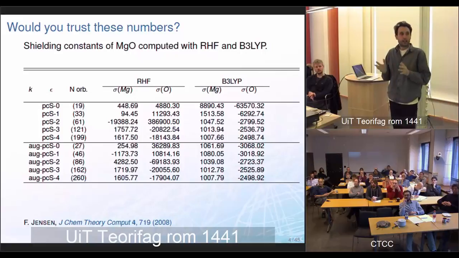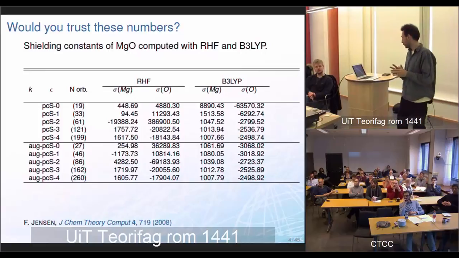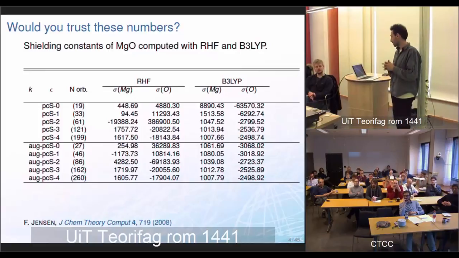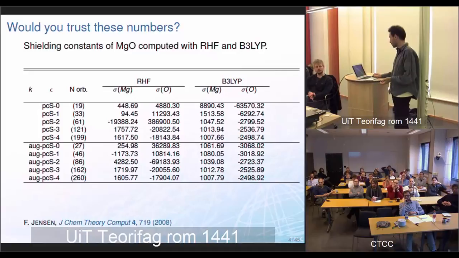So how converged are these results? How much would you trust these numbers? Of course this raises a question, and this augmented CS4 is really something, a big basis set tailor-made for magnetic properties. So in a sense, it's some of the best things you can do when it comes to magnetic properties. So would you trust these numbers?